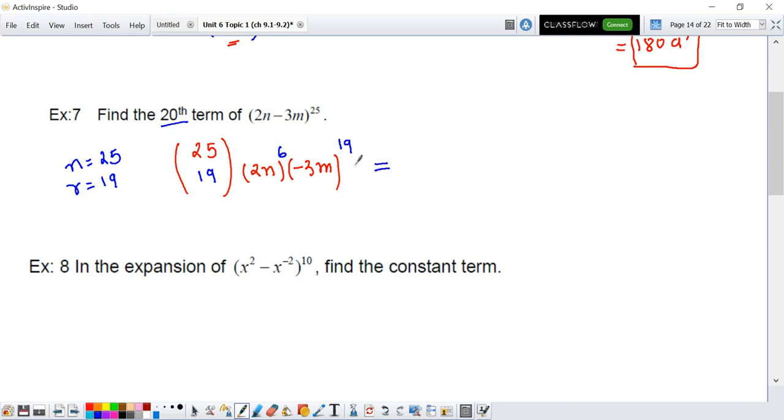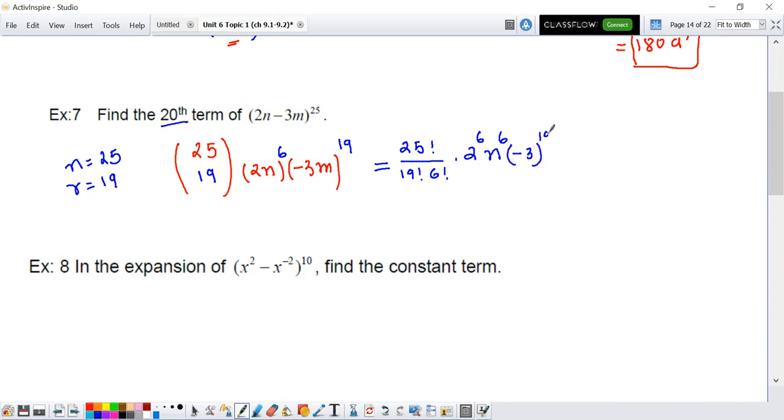So let's simplify. 25 factorial over 19 factorial, and the difference between the two is 6 factorial, 2 to the 6, n to the 6, negative 3 to the 19.